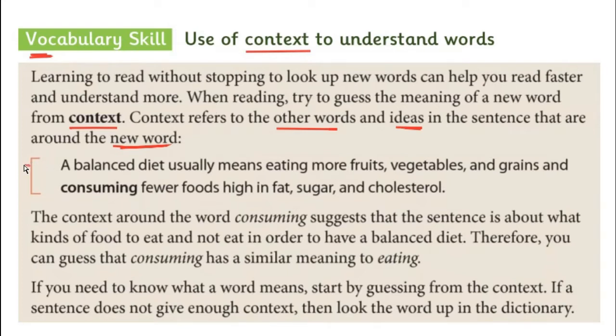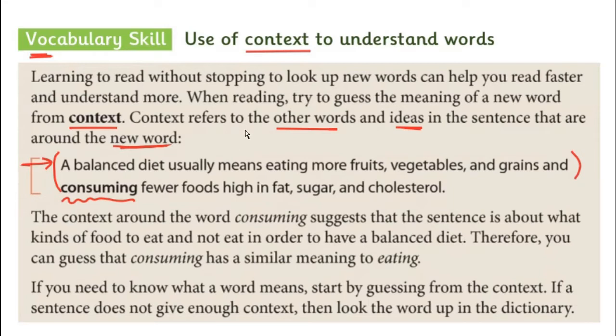Let's look at this example sentence that they've given us. A balanced diet usually means eating more fruits, vegetables and grains and consuming fewer foods high in fat, sugar and cholesterol. So this is a new word, consuming, and we're not sure what consuming means, but the sentence, we kind of understand what the sentence means.